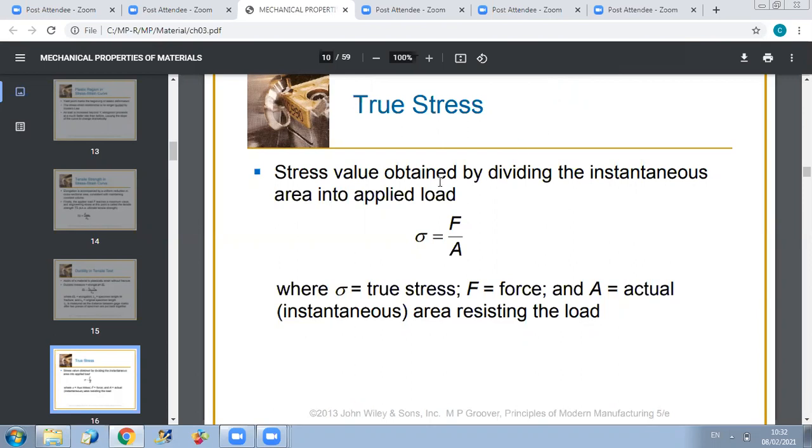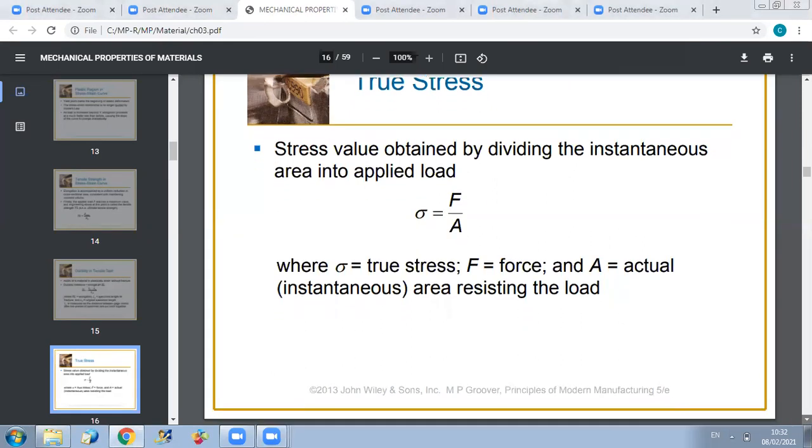Okay, so we get sigma equal F over A, where sigma is the true stress, F is the applied force, and A is the instantaneous area resisting the load. Also, we define the true strain. What will be the definition of the true strain?